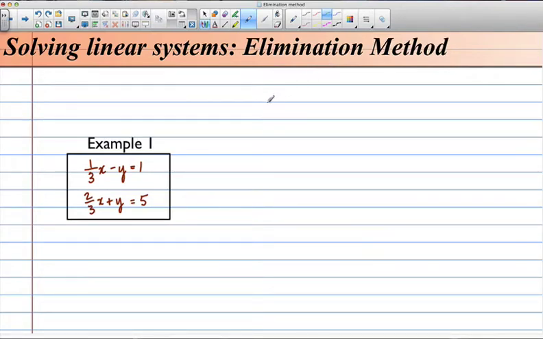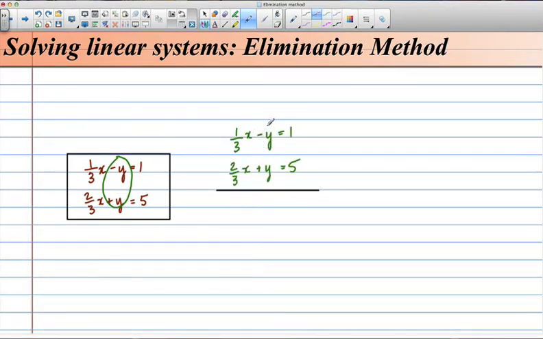Now I'm starting with this example just so that you can see you don't necessarily have to get rid of fractions if you can do a simple calculation. Notice we've got a zero pair right here, so we can add the two equations. I'll rewrite them. And what we have then is 0 right here, but a third x plus 2/3 x is 3/3 x equals 5 plus 1 is 6. So 1x is 6.